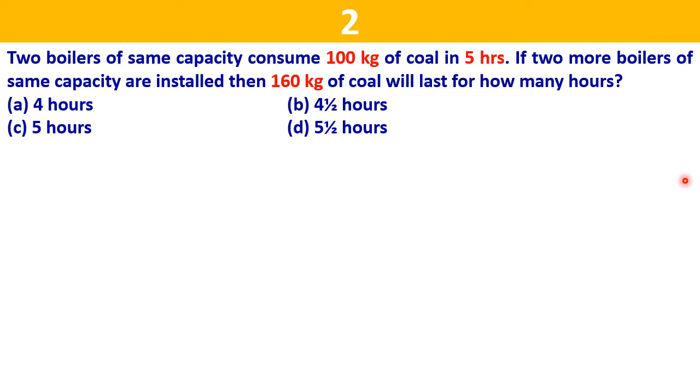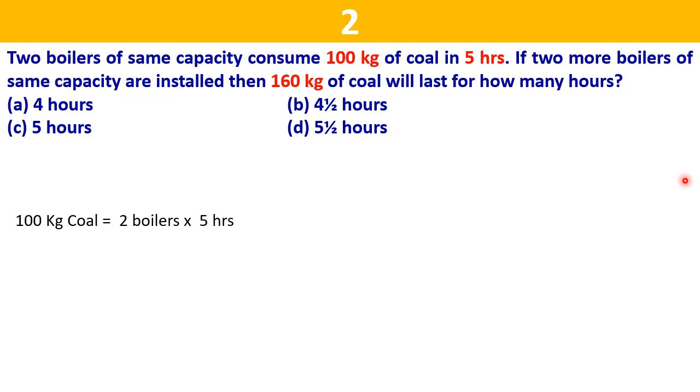Okay. Now the quantity of coal and number of boilers are directly proportional. More the quantity of coal available, more number of boilers we can run. Even the quantity of coal is directly proportional to the hours. More the quantity of coal available, more number of hours we can run the boilers. So how will the first equation be? Very much similar to the previous question. 100 kg coal equal to 2 boilers for 5 hours.